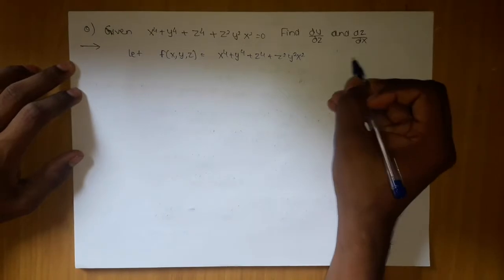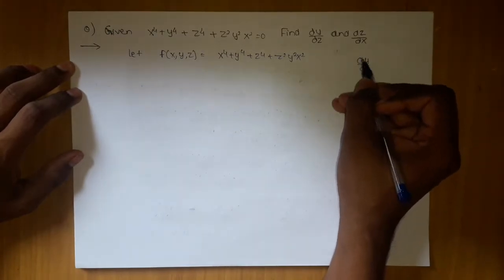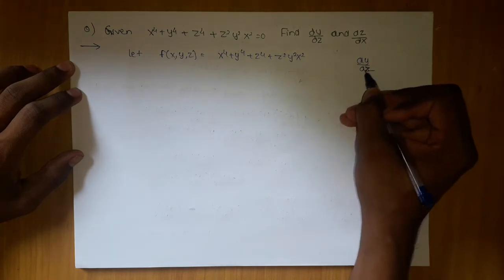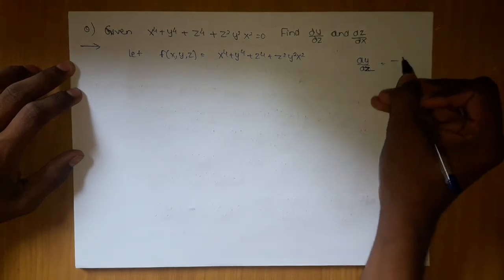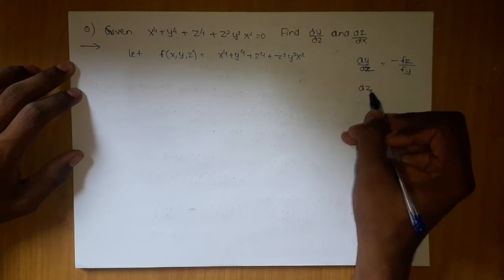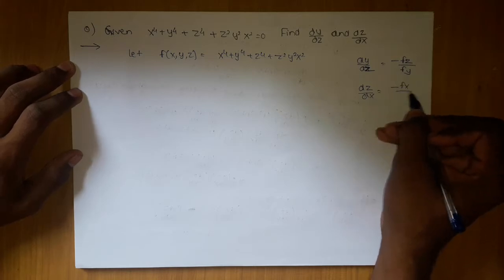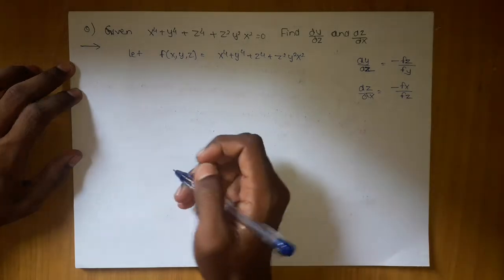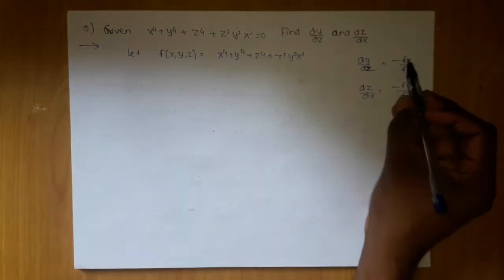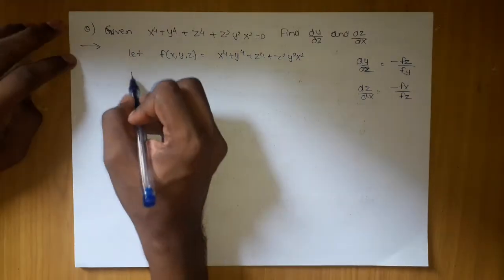Now you should do it on a separate rough page. What you need to find is dou y by dou z, which will be minus fz by fy. Similarly, dou z by dou x will be what? Minus fx by fz. So these two things you need to find out and then divide them and get your answer. So let's do this.